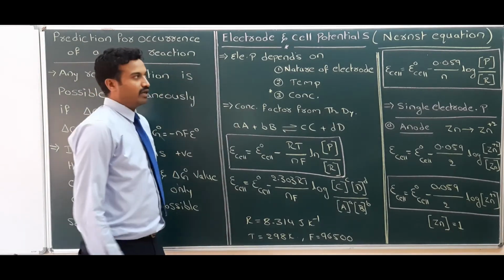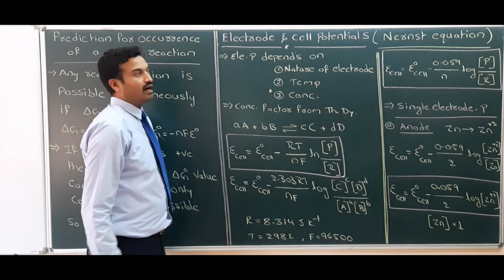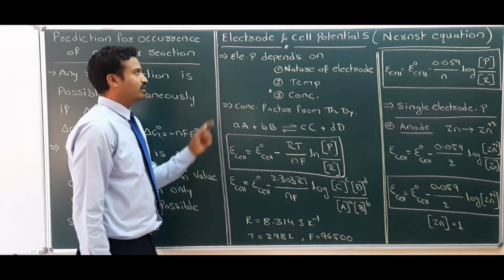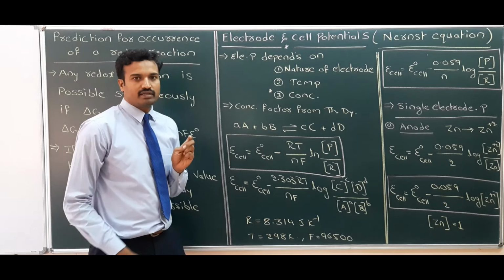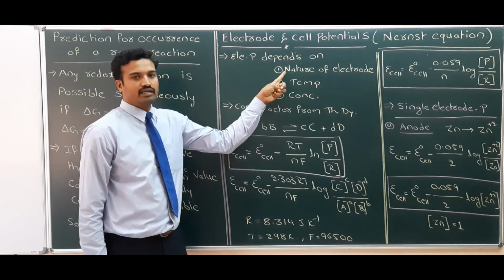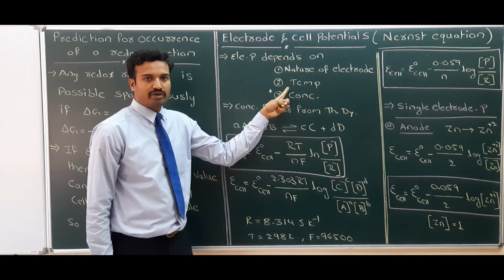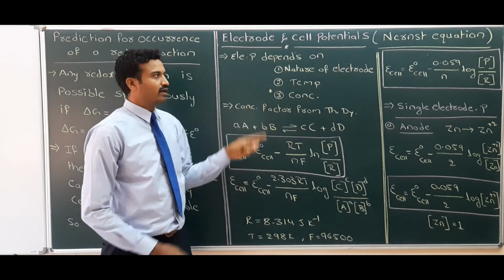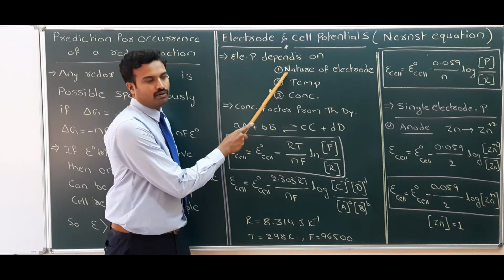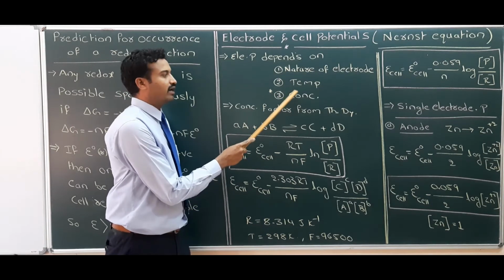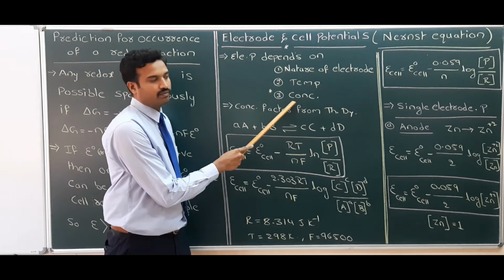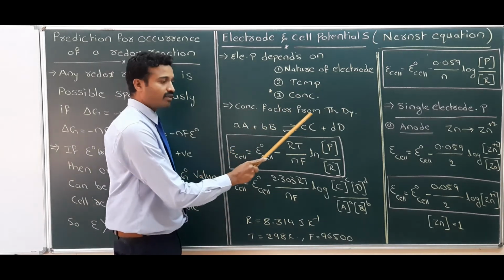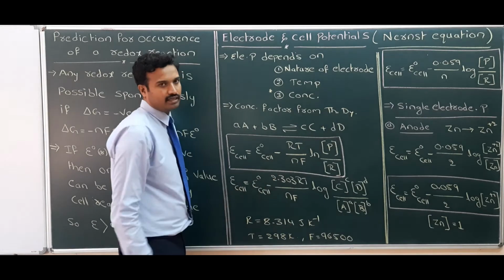Next important topic, the Nernst equation for electrode and cell potential. We know that electrode potential depends on three factors: one is the nature of the electrode, second is temperature, third is concentration. Electrode potential depends on the nature of the electrode, temperature, and concentration of an electrolyte solution. Now we are discussing the concentration factor from thermodynamic consideration.